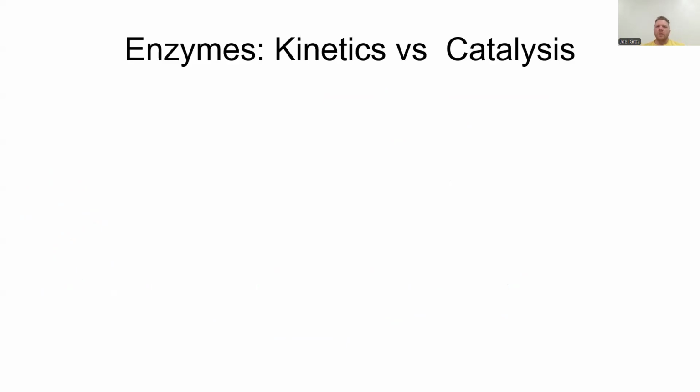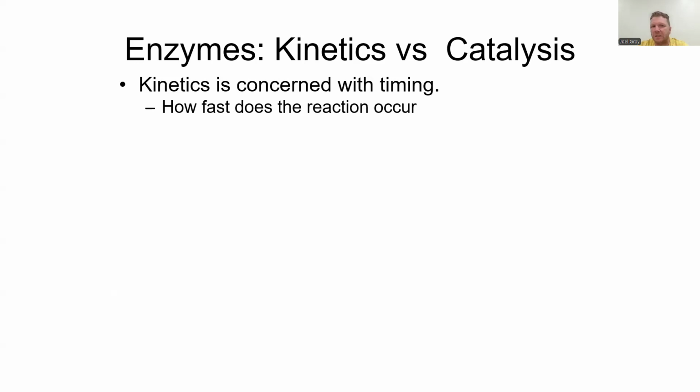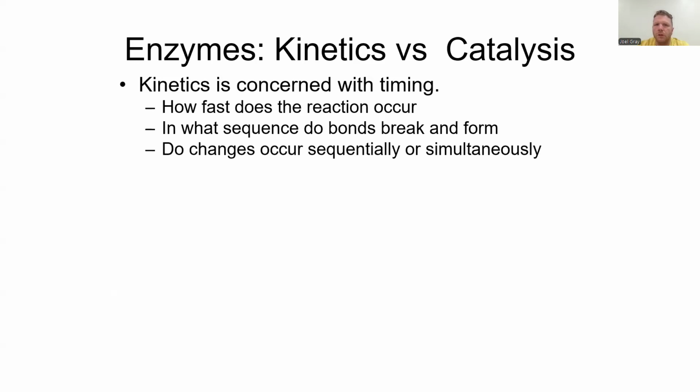Now, when we study enzymes, we study kinetics and we study catalysis. Kinetics is concerned with the timing, the pacing, the rate, the speed. How fast does a reaction occur? So the kinetic question is, is this happening on the femtosecond scale? Is this happening on a nanosecond scale? That's a kinetics question. Now, in what sequence do bonds break and form? Do changes occur sequentially or simultaneously?